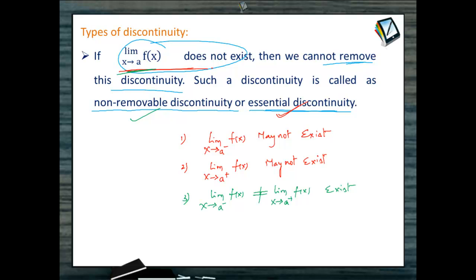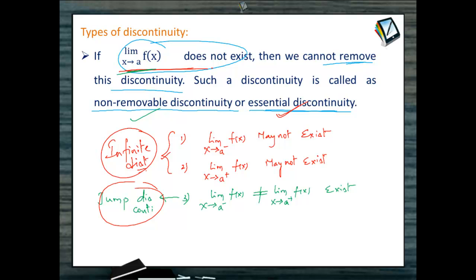Now the name we gave for such a kind of discontinuity is jump discontinuity, isn't it? We'll see how the graph looks like. And the name we gave for these two kinds of discontinuities is infinite discontinuity. Remember, when a one-sided limit does not exist, then we said it is infinite discontinuity. Whereas if both the side limits exist but they are unequal, then we called it jump discontinuity.